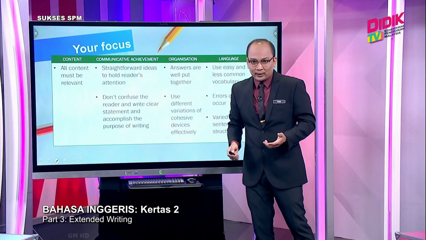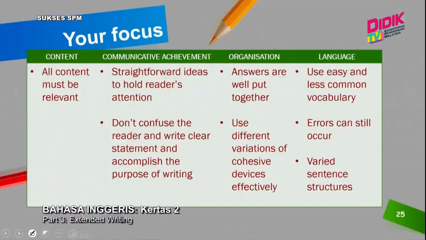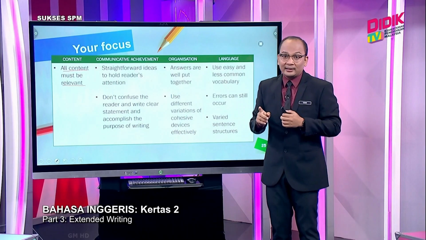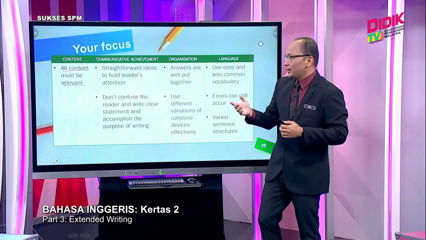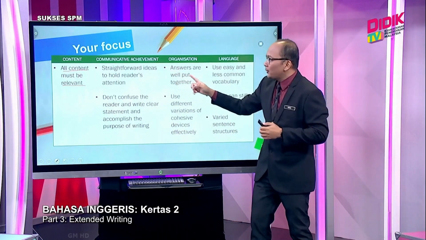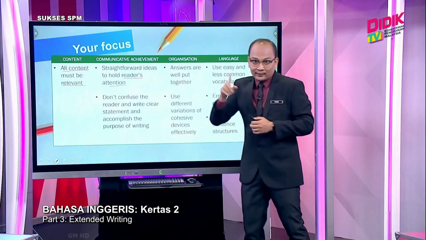Now we go to the next part, which is the focus. What do we want to focus on for part 3, Chris? The 4 aspects: content, communicative achievement, organization, and the last one, language. Thank you very much, Chris. So, as always, all content must be relevant. Whatever we write, please write on the necessary things, the relevant stuff, based on the task that you choose. Communicative achievement: straightforward ideas to hold the readers' attention. Once again, you need to hold the readers' attention. Who are the readers? The markers.